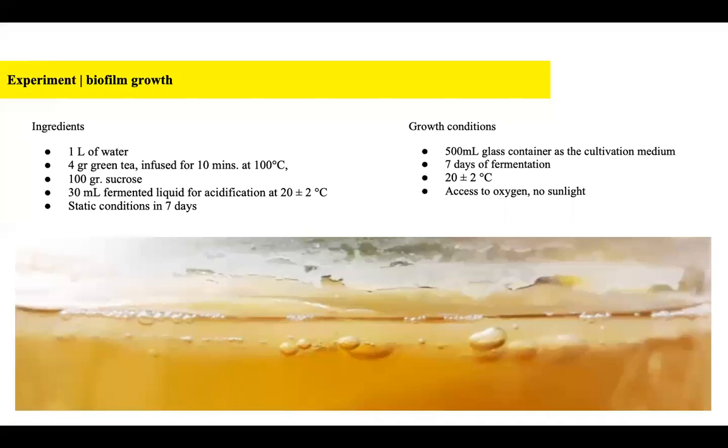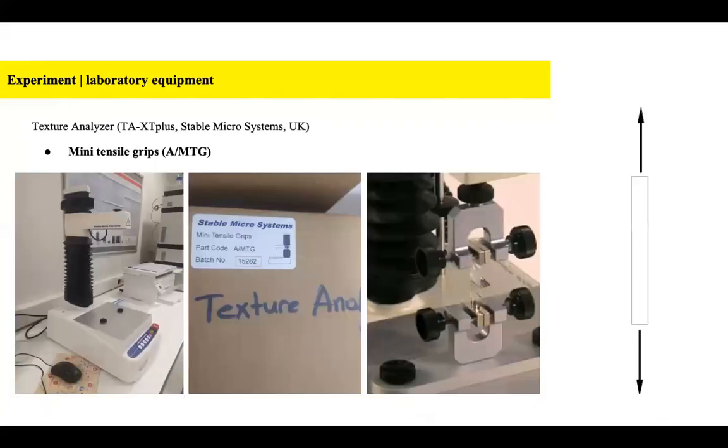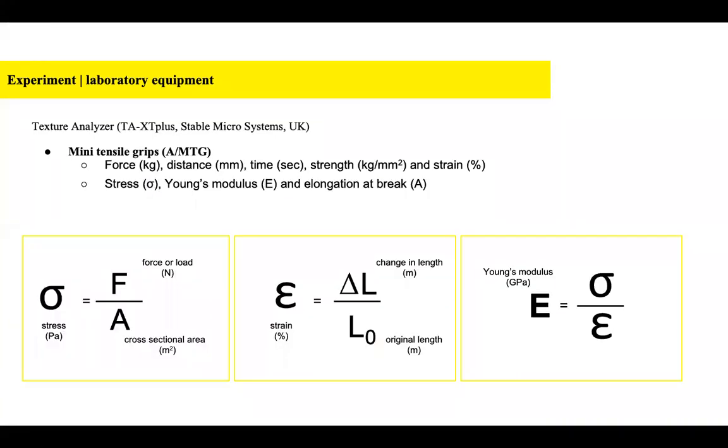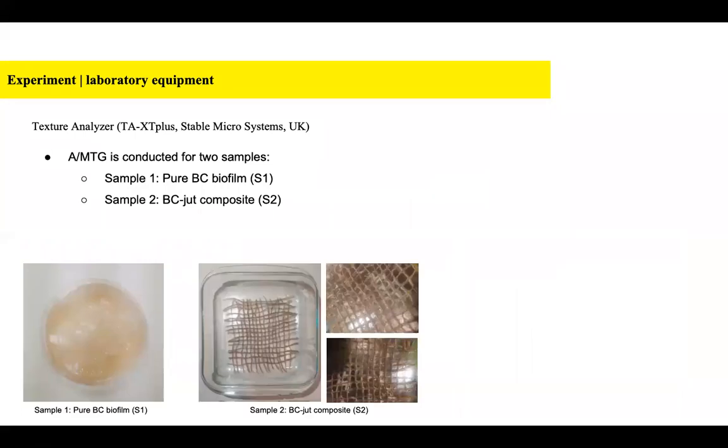We use the common recipe, as I said, to grow the bacteria with those ingredients and in certain growth conditions. In order to test bacterial cellulose and composite, we use the texture analyzer with mini-tensile grip probe. So we can get quantitative data regarding the tests with the mini-tensile grips probe. It provides us the values for force, distance, time, strength, strain, and we can also derive stress, Young's modulus, and elongation at break values.